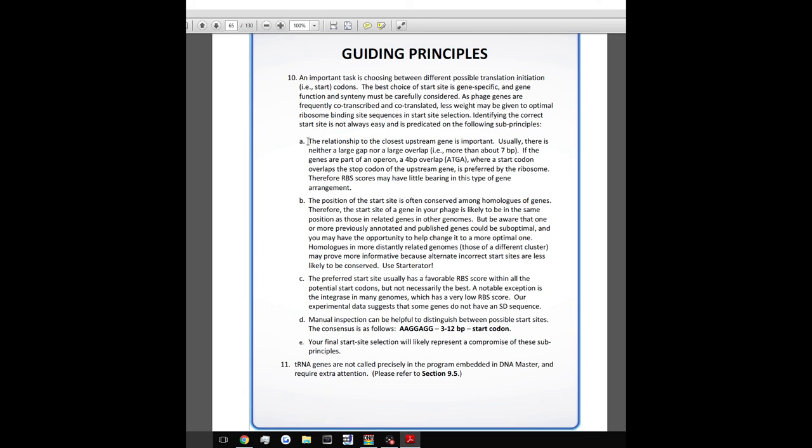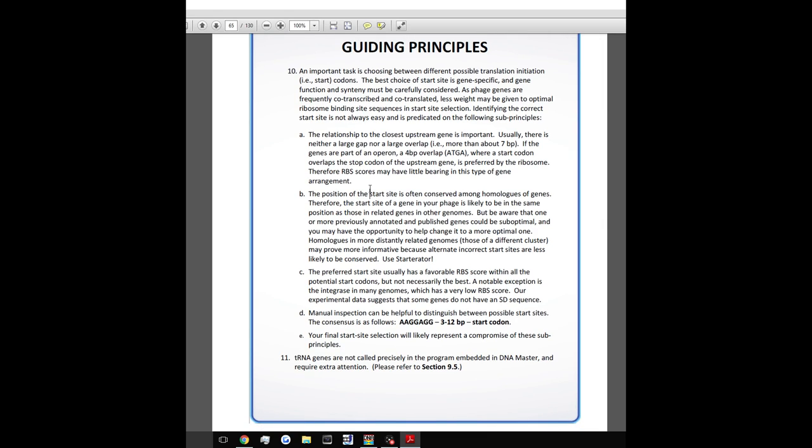A here states the relationship to the closest upstream gene is important. Usually there is neither a large gap nor a large overlap, nothing more than 7 base pairs, and like I said, it's very common to find a 3 base pair gap or a 3 base pair overlap. So like I said earlier, it's pretty normal to see a 3 base pair gap and a 3 base pair overlap, or maybe a 6 base pair gap or overlap. Those are just some things to look out for as well.